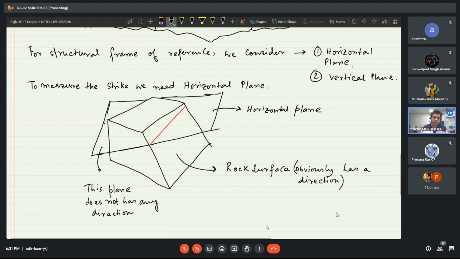Now because of this intersection between this horizontal plane and this inclined plane, we get this line, and this line is called the strike line.